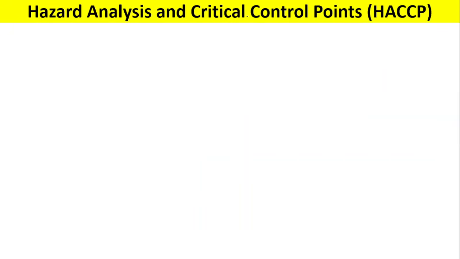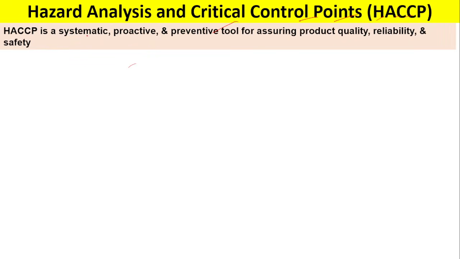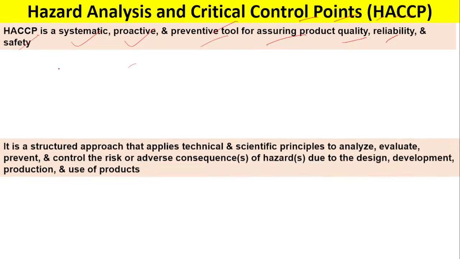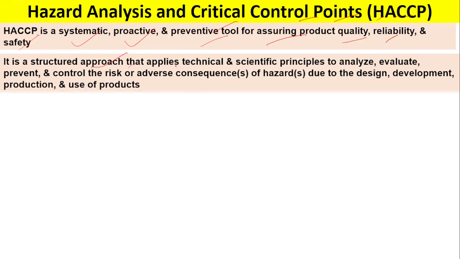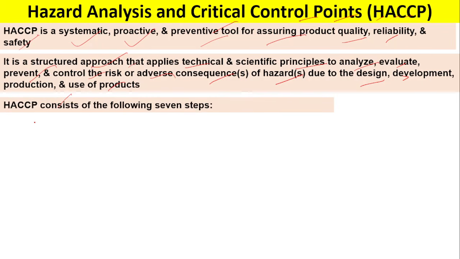Hazard analysis and critical control points, HACCP. HACCP is a systematic, proactive, and preventive tool for assuring product quality, reliability, and safety. It is a structured approach that applies technical and scientific principles to analyze, evaluate, prevent, and control the risk or adverse consequences of hazard due to the design, development, production, and use of products.